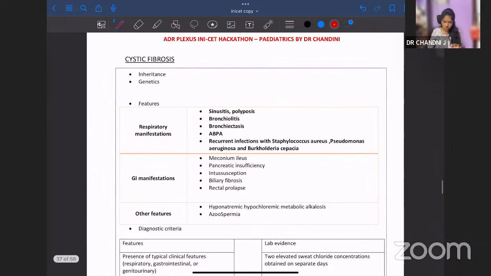Cystic fibrosis. This is also a very important topic. Cystic fibrosis, what is the inheritance? Autosomal recessive. What is the genetics? Genetics is CFTR mutation, and the most common mutation here is deletion of phenylalanine at 508 position.